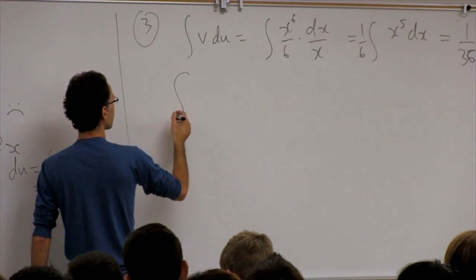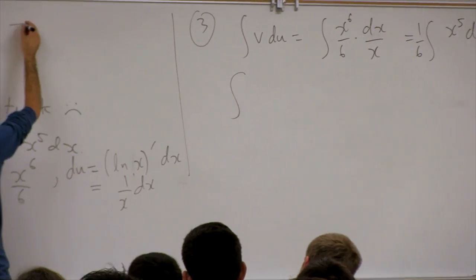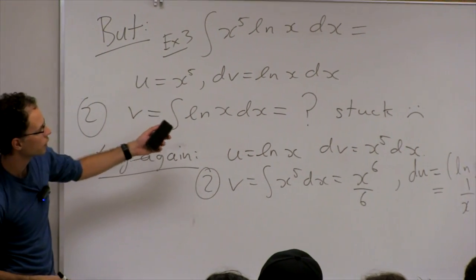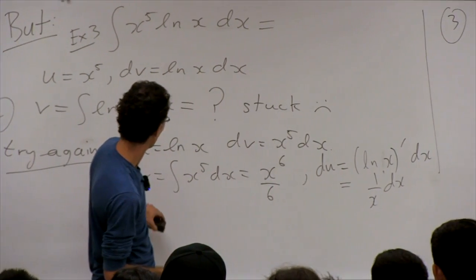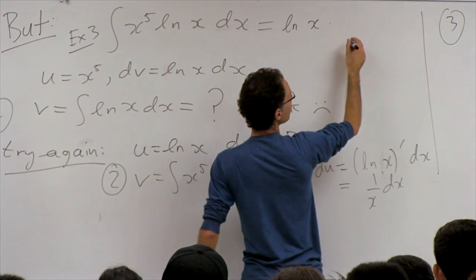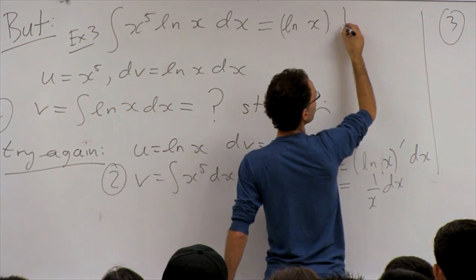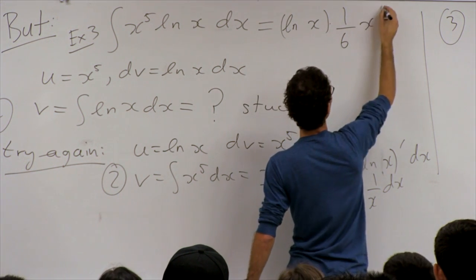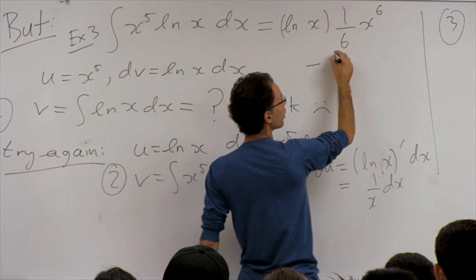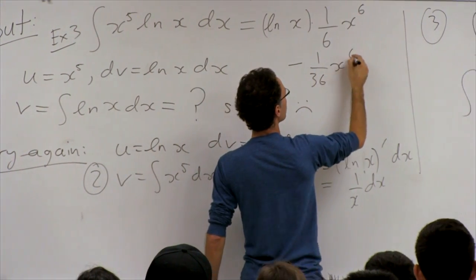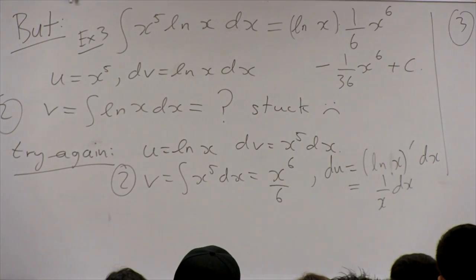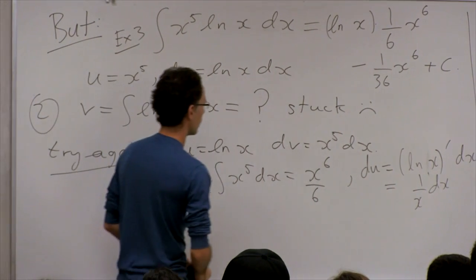And now the complete integral is very easy. We can just write it up here. If I go back, we have u times v. That's just natural log x, u is natural log x, times v, which is 1 over 6 x to the 6. And then we subtract away from that the result. We have that integral over there, which is 1 over 36 x to the 6 plus a constant. OK? And that's the entire answer.